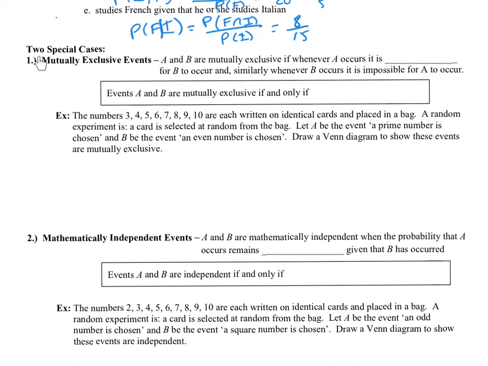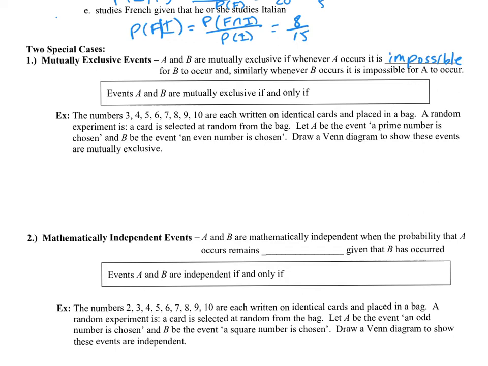So now let's look at two special cases. One will be mutually exclusive events, and the other one will be mathematically independent events. Two different things. Okay, mutually exclusive, I think you'll have a sense for this. Mutually exclusive events means A and B are mutually exclusive if whenever A occurs, it is impossible for B to occur, and similarly, when B occurs, it is impossible for A to occur.